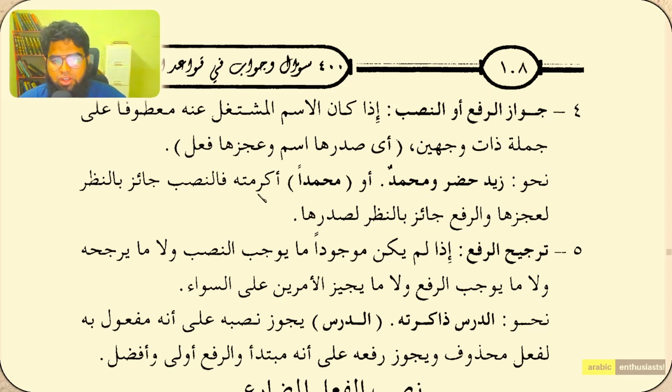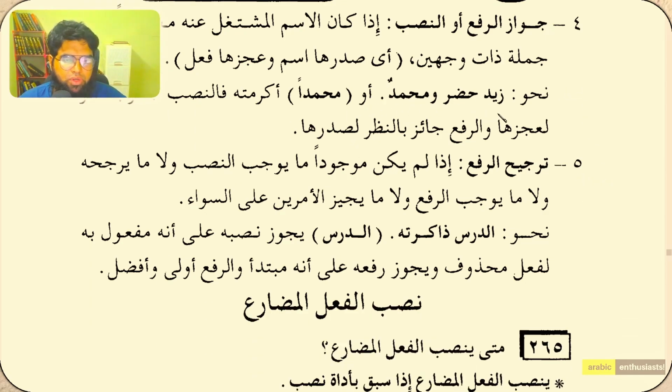أو محمدا أكرمته. فالنصب جائز. So you can say محمدا, it is permissible because it's understood. Zaydun hadara, that means who came? Zaid came. Right? So you can say Muhammadun akramtuhu or Muhammadan akramtuhu. Why? Because it's fine now. Because of the wow, there's no confusion now. Jaizun bin nadhar li'ajziha. Because it's weak now. It cannot do anything. Warafu jaizun bin nadhari li sadriha. And rafa is also fine. So you can do both ways. Because the verb has come in between.